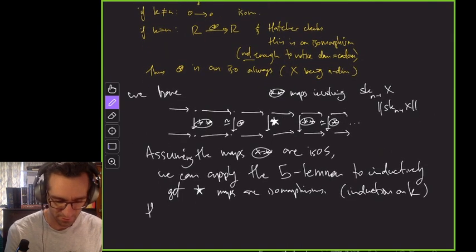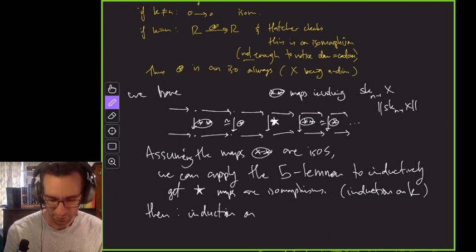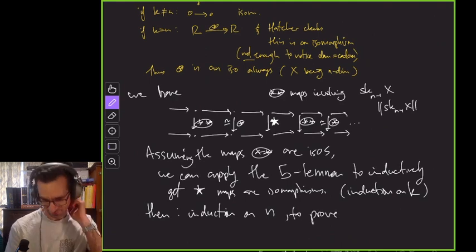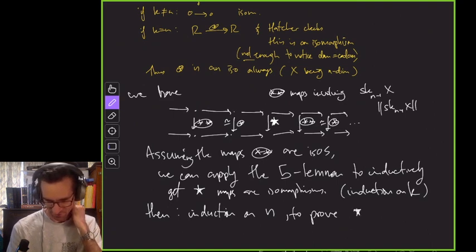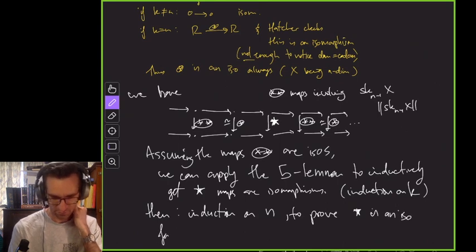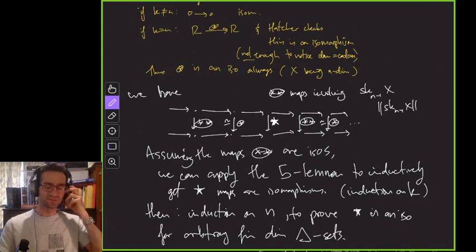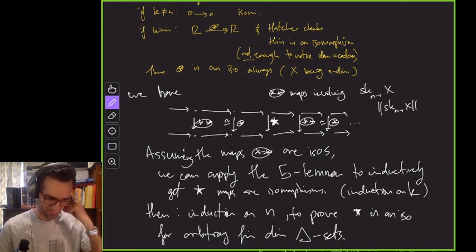And then induction on N to prove this is an iso for arbitrary finite dimensional delta sets. So there's some weird double induction going on.